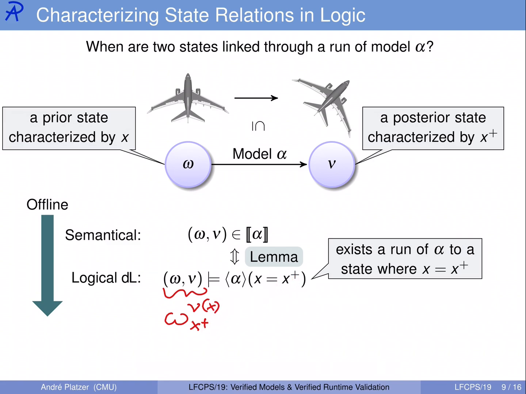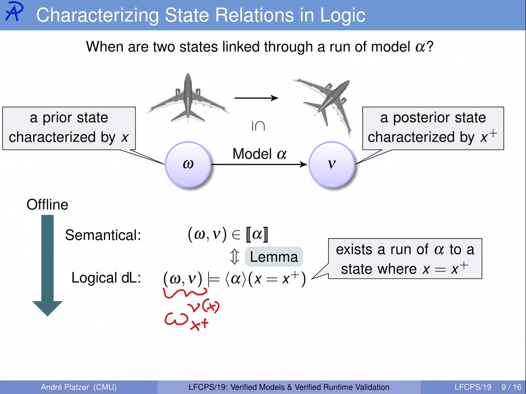And because there is a transition from the old state omega to the new state nu in the semantics of the model if and only if this pair of states, rendered like so as a single state, satisfies the differential dynamic logic formula that there is a run of alpha to a state where x then equals x plus. Okay, well that's actually cheerful, right? We have one logical formula, a syntactic piece of information that tells us in an if and only if way whether the transition in reality was compatible with the model.